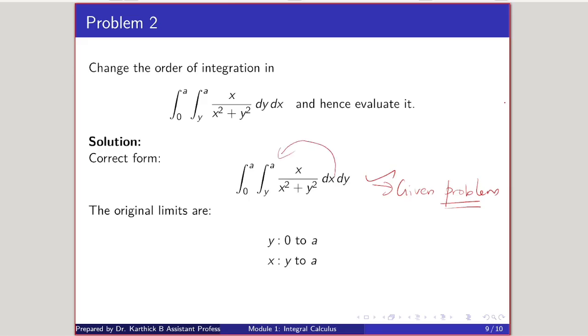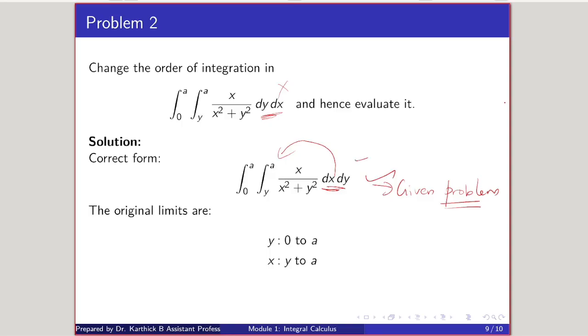Now the limit of x will be y to a. How did I change this? Simply I have interchanged both, but I have not changed anything regarding the limits. I am changing the order alone, from dy dx into dx dy, because this is in the incorrect form. So to make it correct, I am changing it to dx dy. So now the limit of x varies from y to a, so it is accepted, and y varies from 0 to a. So now it is in the correct form.